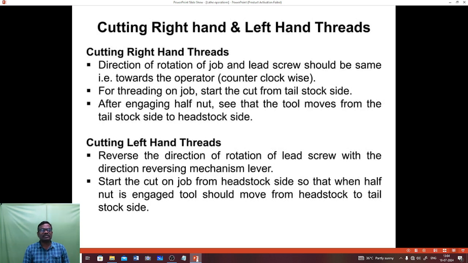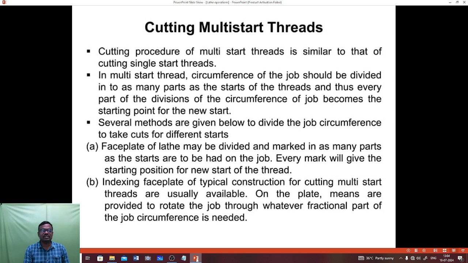Cutting left hand threads. Reverse the direction of rotation of lead screw with the direction reversing mechanism lever. Start the cut on job from headstock side so that when half nut is engaged, the tool should move from headstock to tailstock.